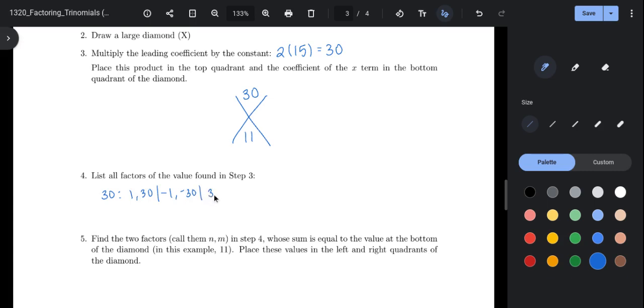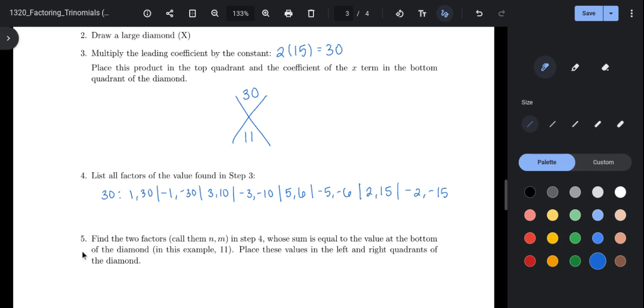We could have 3 times 10, negative 3 times negative 10. We could have 5 times 6. And we could have negative 5 times negative 6. We could have 2 times 15. And we could have negative 2 times negative 15. So here we have 1, 2, 3, 4, 5, 6, 7, 8 different possibilities.